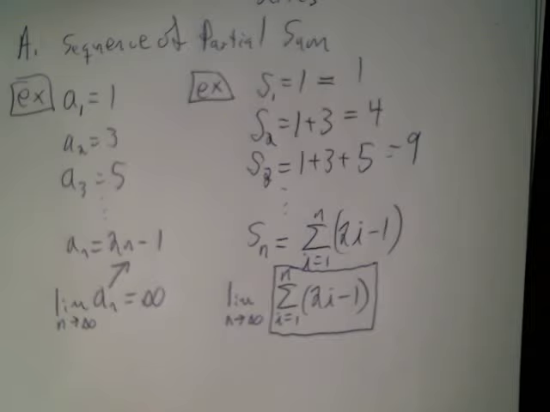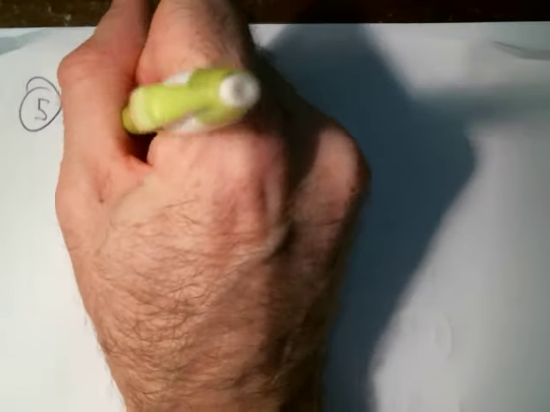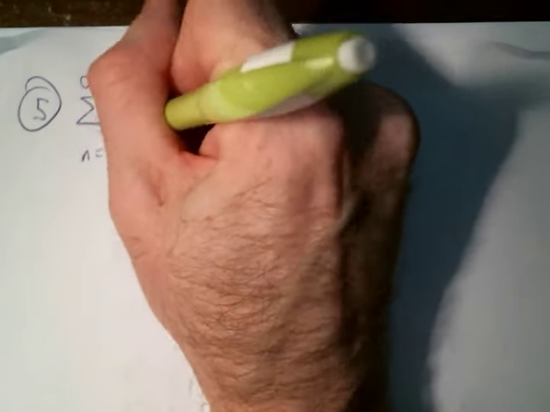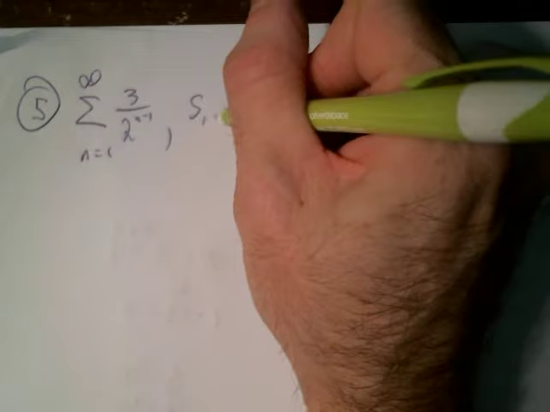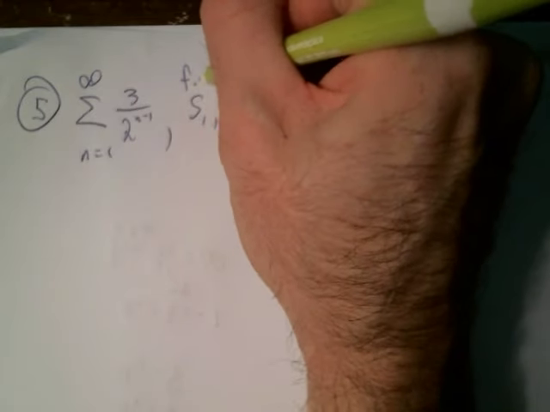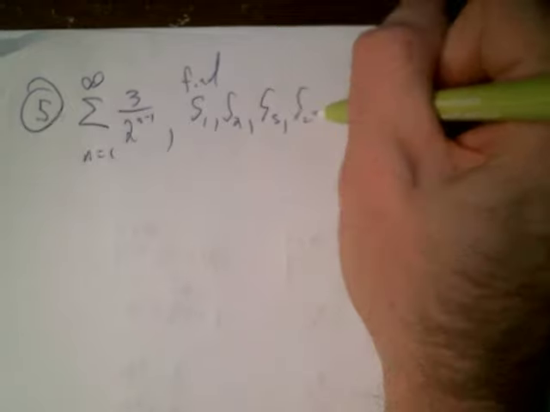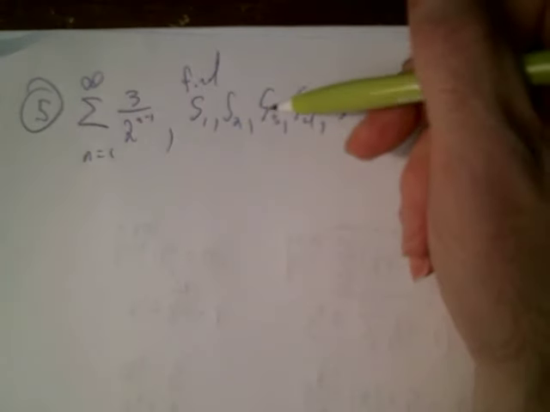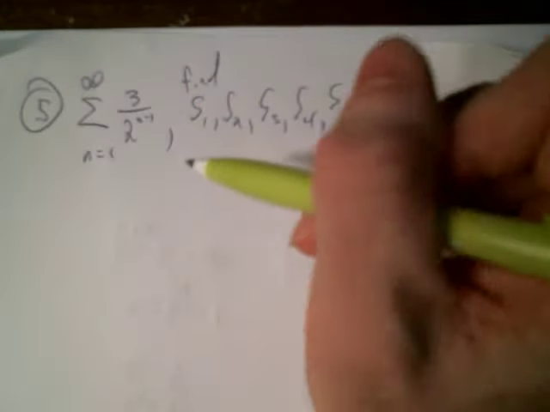okay, so let's look at number 5. We have the sum from n equals 1 to infinity of 3 all over 2 to the n minus 1. They want us to find the first 5 partial sum terms. So find S1, S2, S3, S4, S5. So the terms of the series itself are a sequence, right? But we're not interested in that particular sequence. We want the sequence based off the sum of the terms of that sequence.